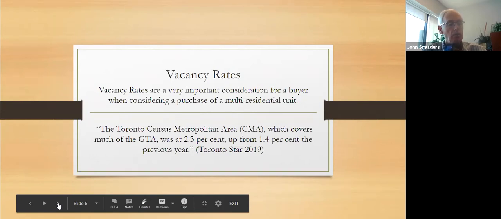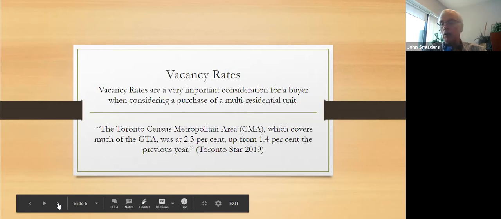And you can bet that buyers that may have been looking at buying a multi-residential unit, I'm talking about Toronto's downtown core, may have been looking in March, but I can tell you what, they're not looking today, unless there's a really good price on a property. And so buyers definitely look at what's happening in the vacancy market before they make a decision on purchasing a multi-residential unit.